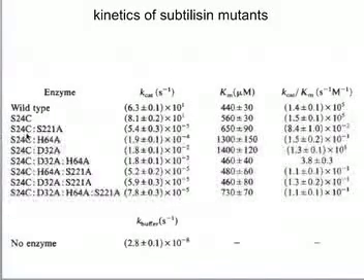But now we see immediately, when we mutate serine 221 to alanine, which we believe to be our active site serine, we take a massive hit in the catalytic rate. This is a 6 orders of magnitude change in the rate constant of the reaction. So we've basically more or less destroyed the enzyme, but we can make it worse.